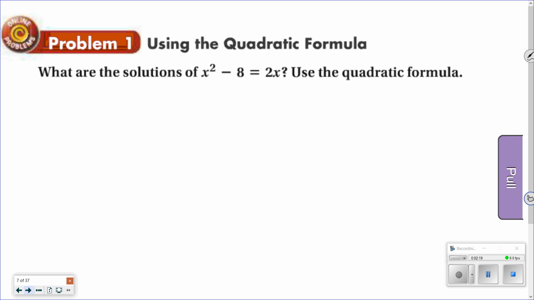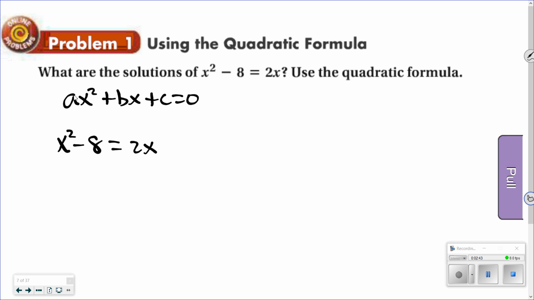Okay, let's try this one right here. It says, what are the solutions of x squared minus 8 equals 2x? And it wants us to use the quadratic formula. So first of all, make sure this is in standard form. So make sure it looks like we just talked about, the ax squared plus bx plus c equals 0. So when I look at that problem, it is not in standard form. I've got x squared minus 8 equals 2x.